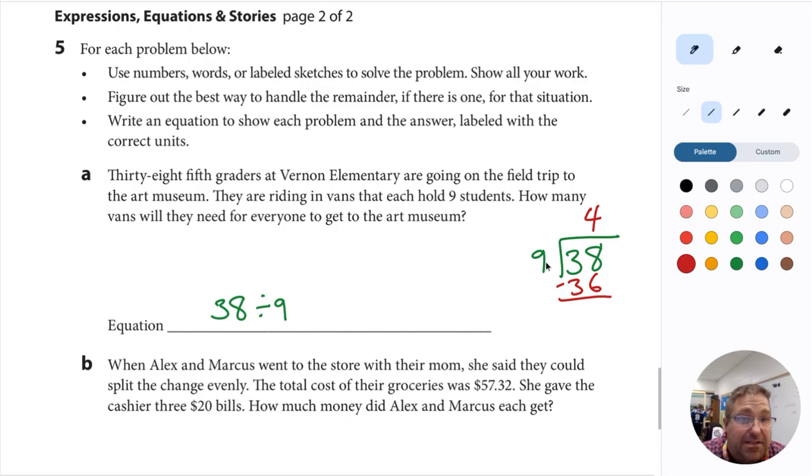So 4 times 9 is 36, and they're going to have a couple left over. So think about how many buses, how many vans we're going to need. Looks like 4 isn't quite enough, so keep that in mind, okay?